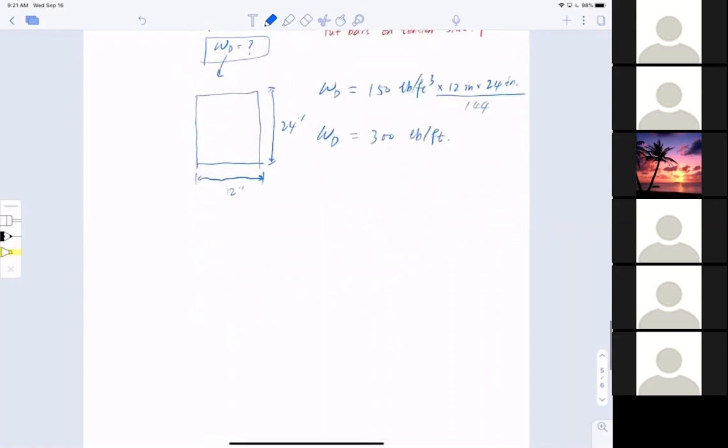Let's take a look at the beam now. I have a distributed load, omega D equal to 300 pounds per linear foot, and I have a concentrated load P, the live load, equal to 5 kips. Now I'm going to sum the moment.